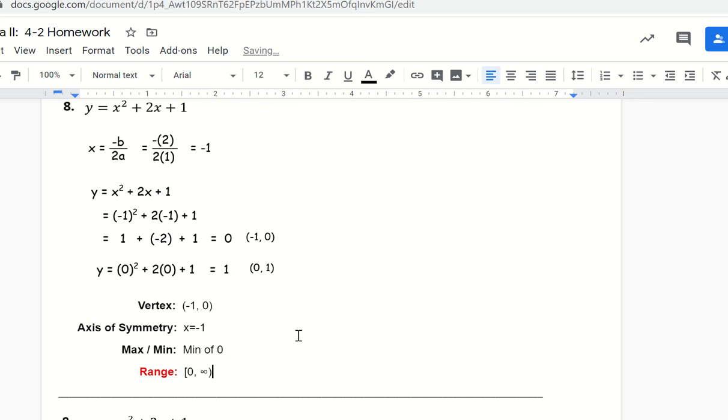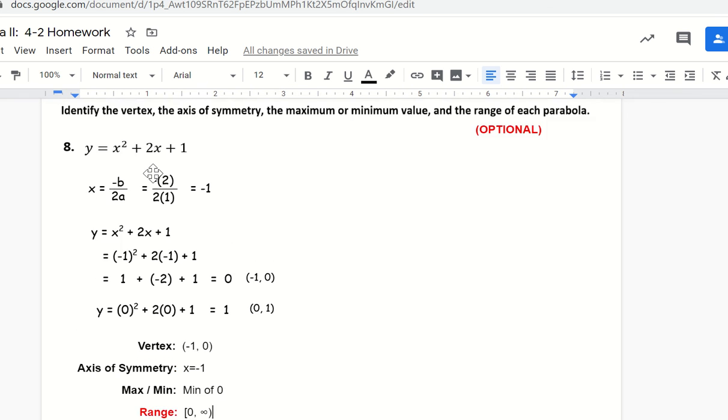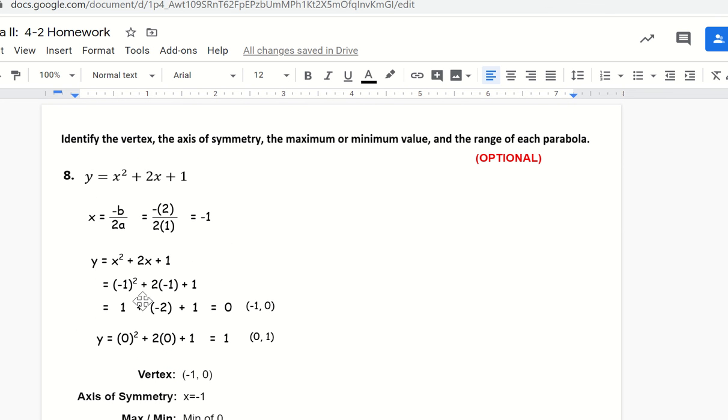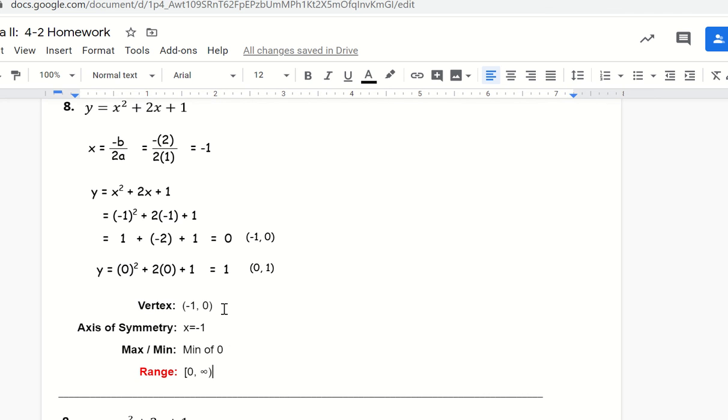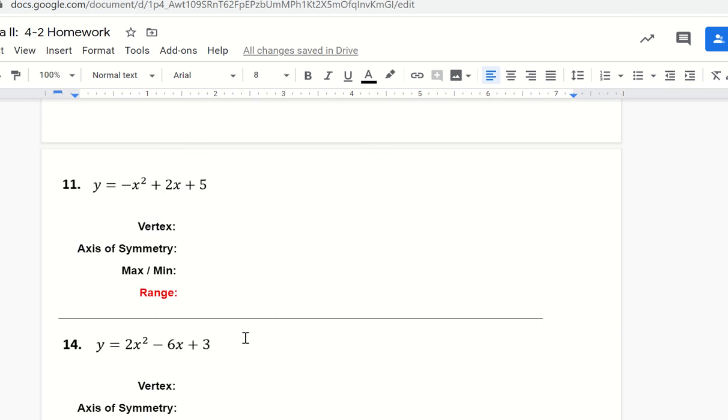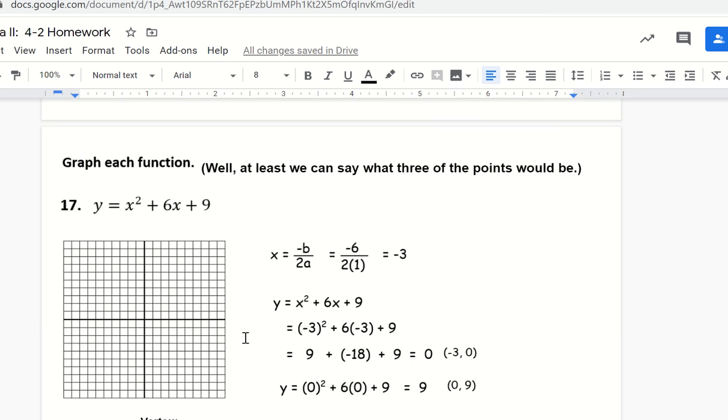Again, optional, but if you want to, whatever. So that's how you would do problems like number 8. You would do this on scratch paper and then just kind of type in your 3 answers right here, okay? For all of these. There's not that many.